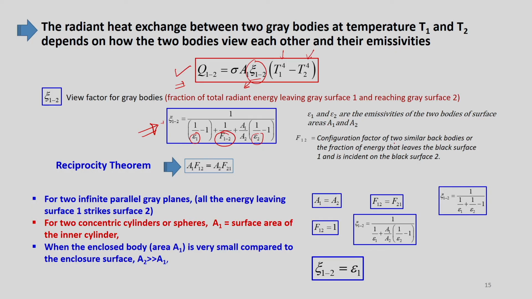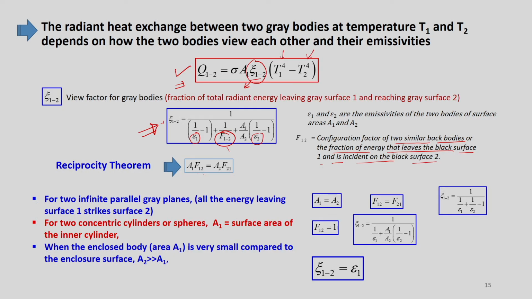Okay, of two similar black bodies, or the fraction of energy that leaves the black surface 1 and is incident on the black surface 2. This can also be calculated by using the reciprocity theorem, which is nothing but A1 F1 to 2 equals A2 F2 to 1, meaning from surface 1 to 2, then from surface 2 to 1. Okay, how will this radiation exchange take place?